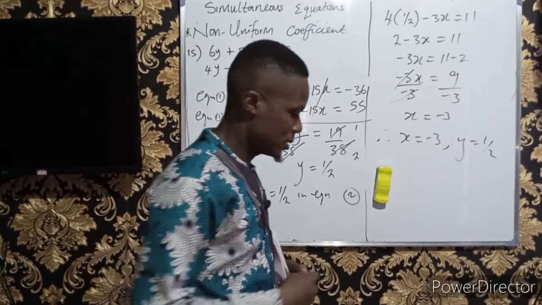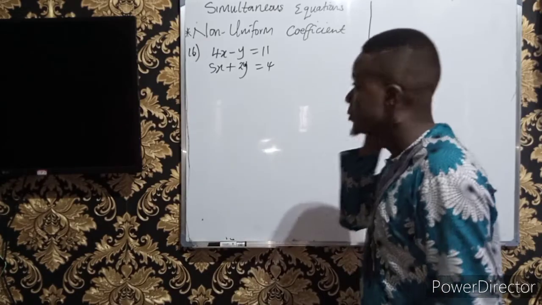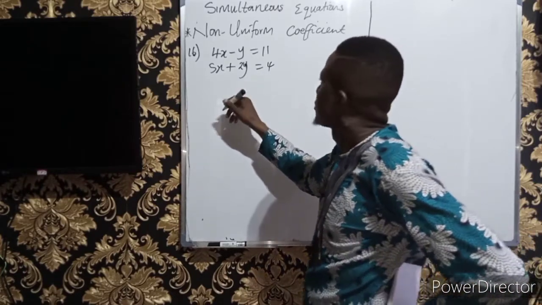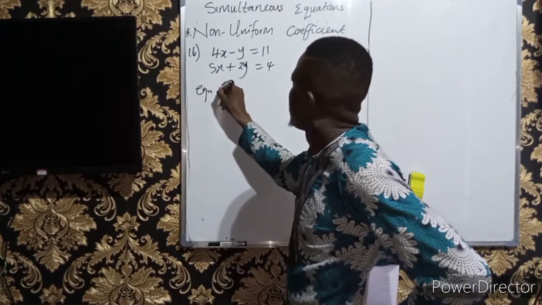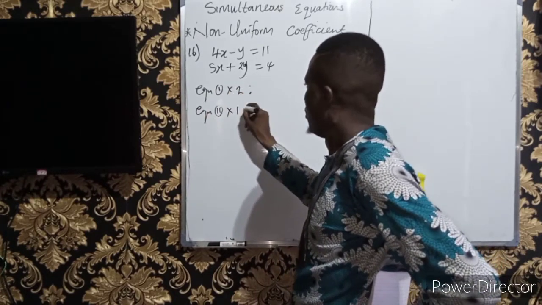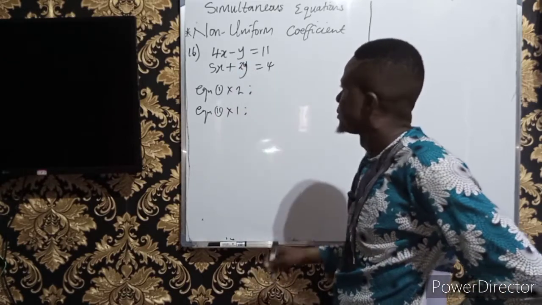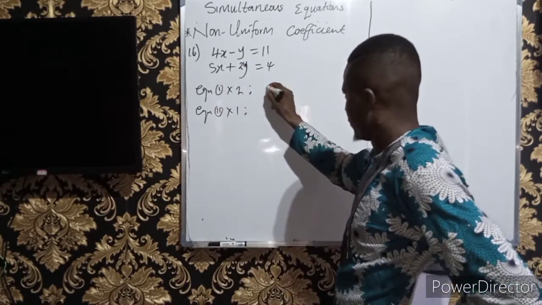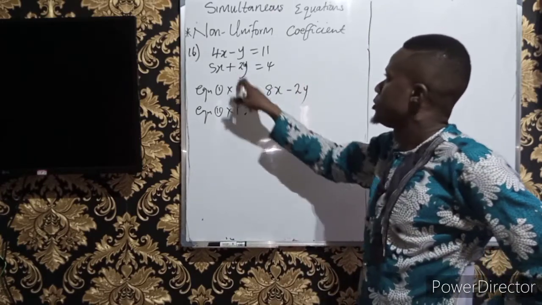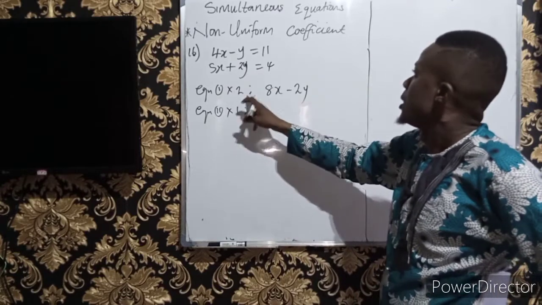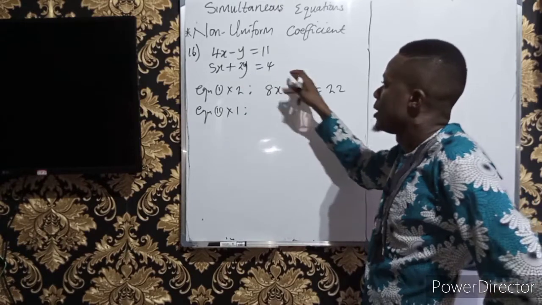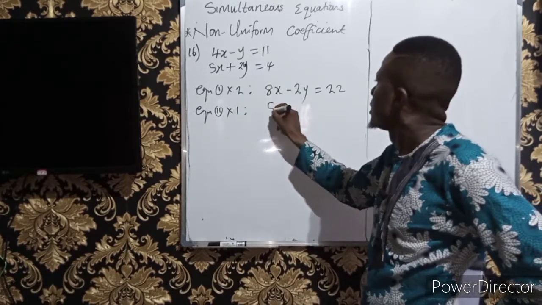Let's pick another one. Okay, I will eliminate y. To do that, I will say equation 1 times 2 and equation 2 times 1. I'm swapping their coefficients. 2 times 4x will give us 8x. 2 times minus y is minus 2y. And 2 times 11 is 22. If I multiply everything here by 1, I will still get the same thing. Hence, I will repeat it.